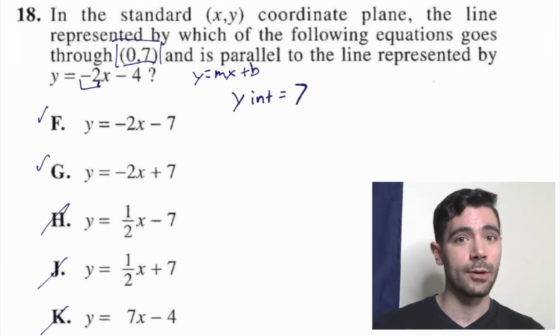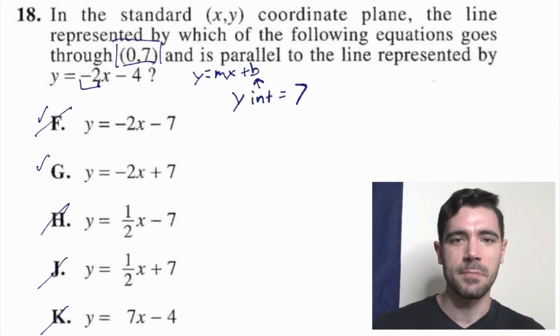Again, we return to y equals mx plus b form. B would be 7. But positive 7, right? So the answer is not F, that says minus 7. It must be G, plus 7.